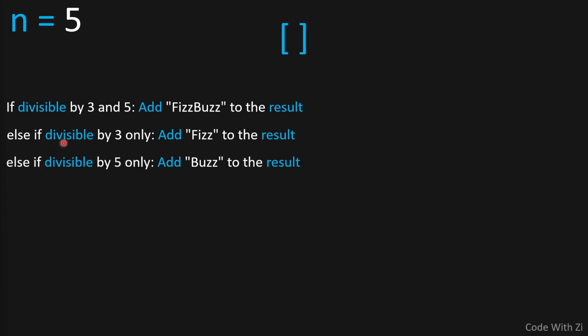And then we're gonna say else if divisible by 5 only, add Buzz to the result. Result is this array that we have here. And then at the end, else if these were not true, we're gonna add the number as a string to our result.